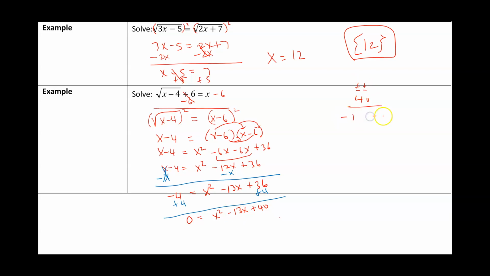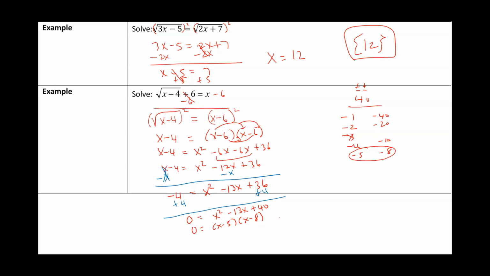So we have negative 1 and negative 40. We have negative 2 and negative 20. 3 doesn't go into 40. We got negative 4 and negative 10. We have negative 5 and negative 8. Now, which of those adds up to be negative 13? That's going to be this combination. So we have 0 equals x minus 5 times x minus 8.